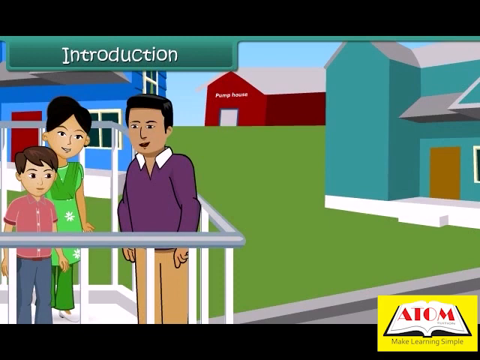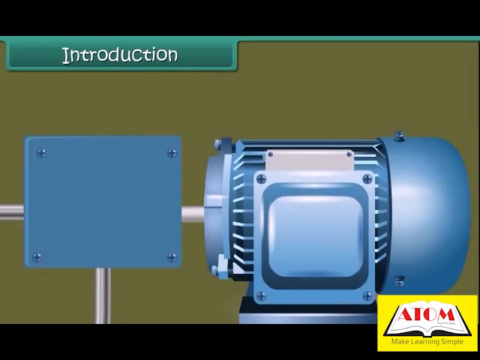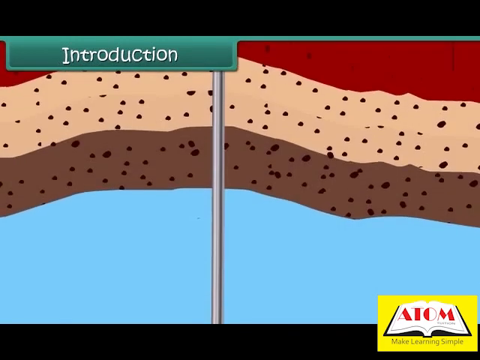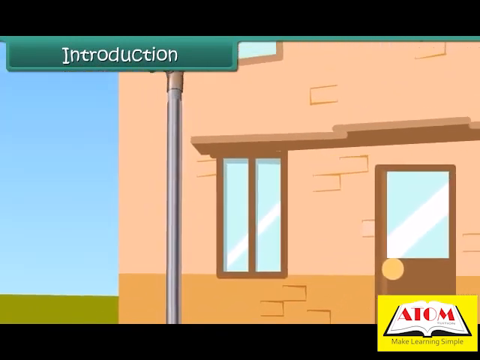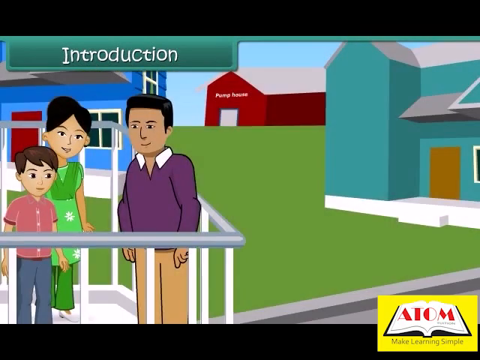He tells Piyush that the pump house is pumping out water from below the ground so that it can be supplied to all the houses in the locality. Piyush wonders, are there unlimited supplies of water below the ground? In this lesson, we will discuss the importance of water management.